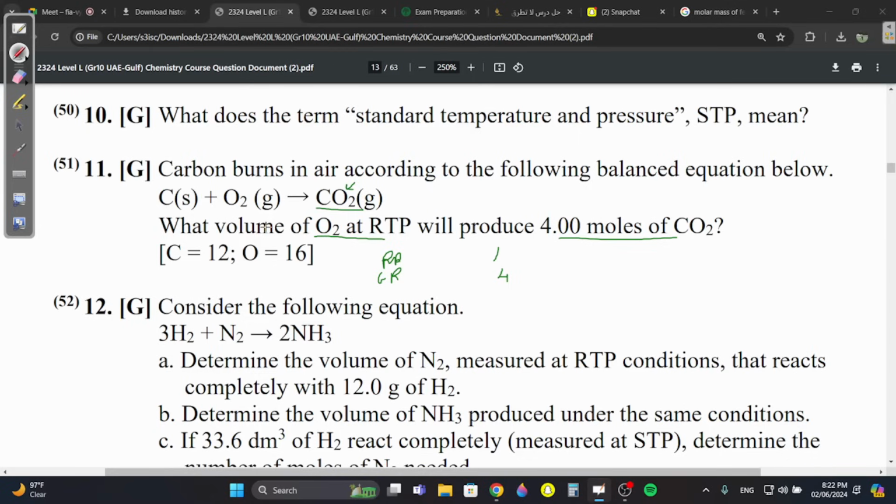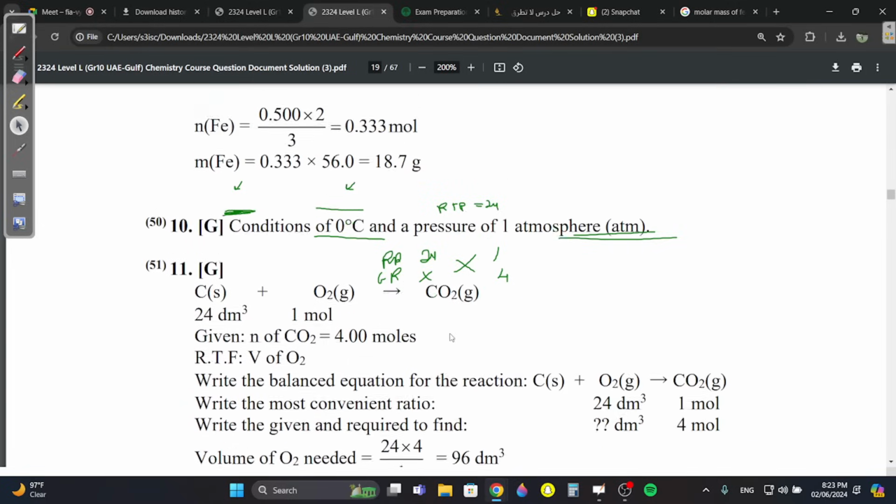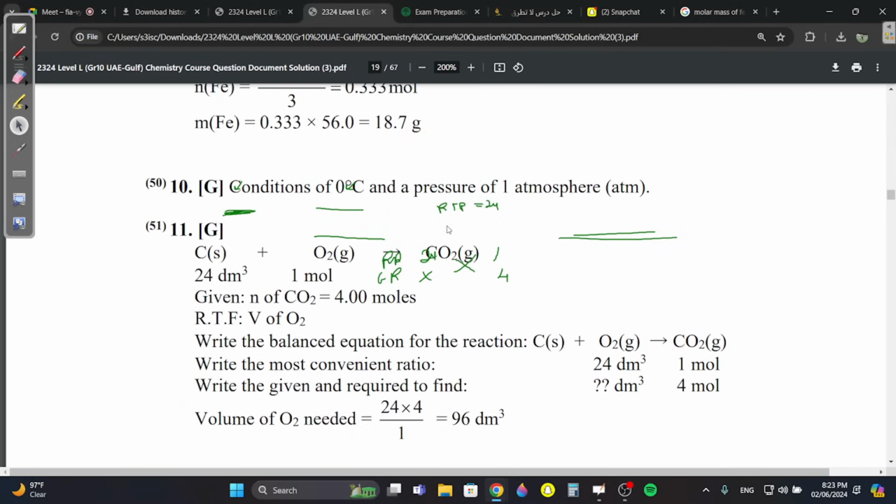What volume of oxygen at RTP? They want the volume of oxygen. Since it's RTP, RTP equals 24. So I have 1 mole of oxygen. So 1 mole of oxygen is going to give me 24 dm cube, right? Do I know how much it's going to give me when I have 4 moles? No, so I just put x. So I cross multiply and you should get 96. Yeah, 96 dm cube.